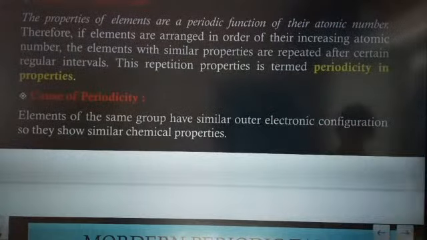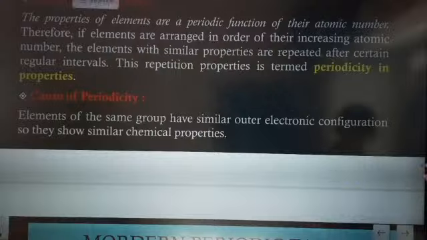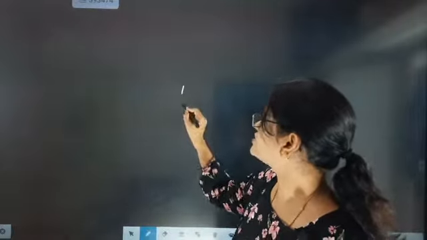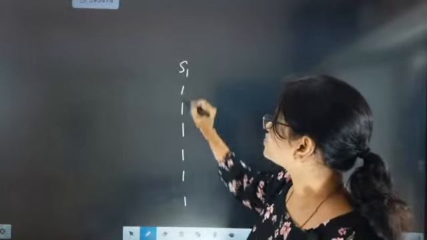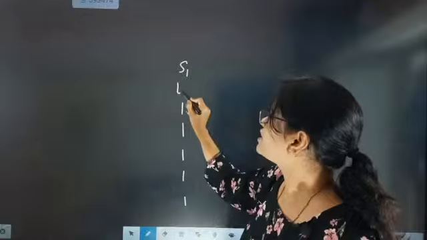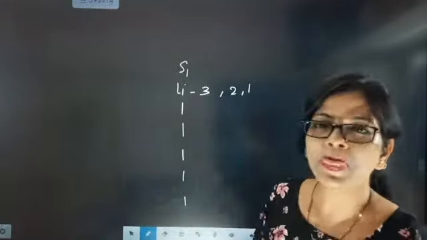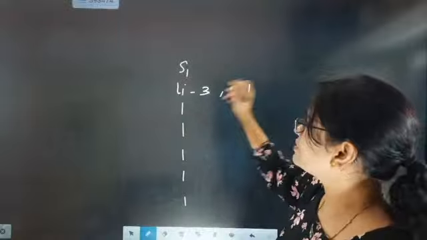If you look at the outer electronic configuration beta, you will see that more or less it will be the same. The last valence electron is 1, 1, 1, 1. For alkali metals, the electrons in the last outer shell are 1. Alkali metal S1, you see lithium is there. Lithium is atomic number 3, it is coming as 2 and 1. Then hydrogen, helium, lithium.